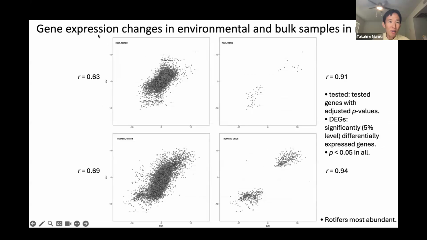These figures show the relationship in gene expression changes between environmental and bulk samples. Here in these plots, we tested genes with adjusted p-values, and DEG denotes significantly differentially expressed genes at the 5% level. Here we show the result in rotifers, which were most abundant in our samples.